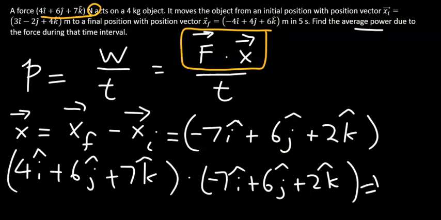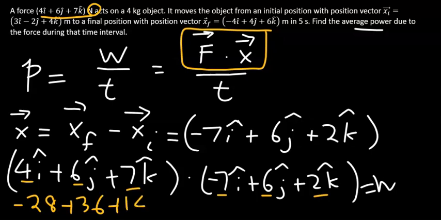At this point I'm computing the work. So that's pretty simple. 4 dotted into minus 7, that's going to give you minus 28. 6 dotted into 6, that is a positive 36. 7 dotted into 2, that is 14. And you're going to get 22 joules.